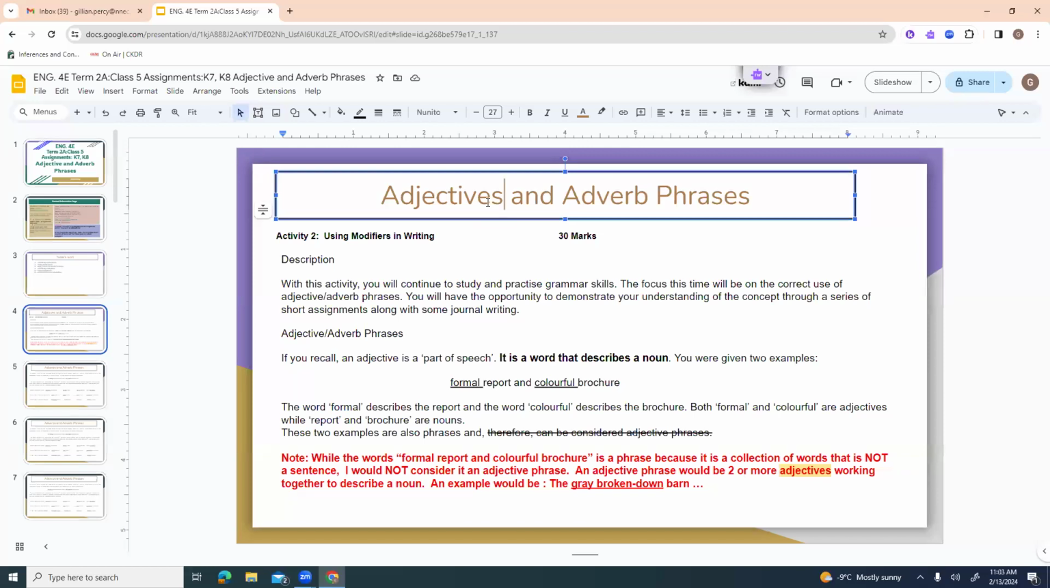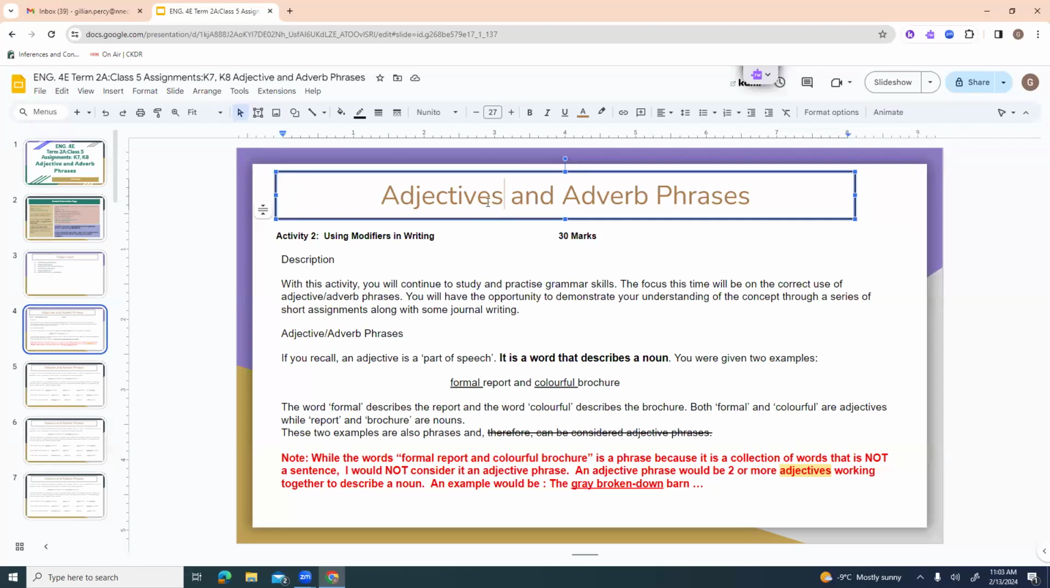It is a word that describes a noun, and you were given two examples originally way back when: formal report and colorful brochure. The word formal describes the report, colorful describes the brochure. Both formal and colorful are adjectives, and report and brochure are nouns.